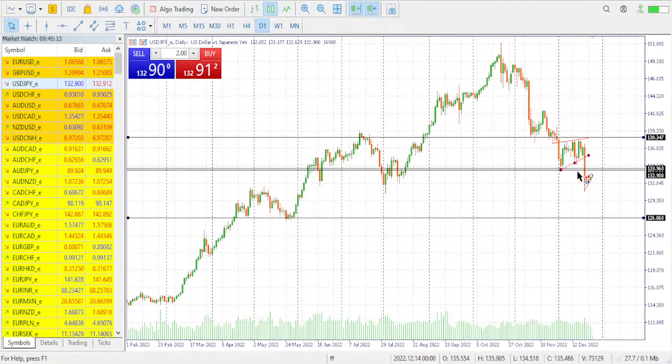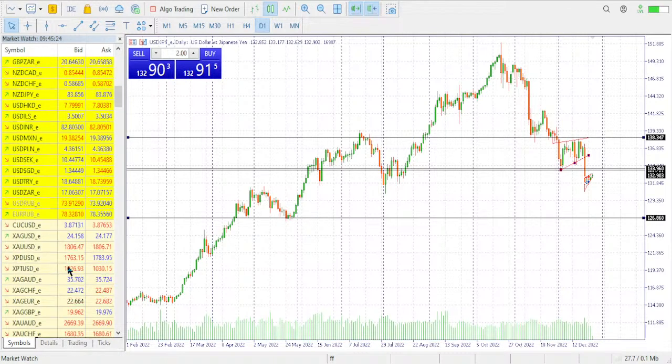So if the price pulls back and touches these two lines, we are going to look for a sell position. Our stop loss is going to be here. We expect that the sellers may break below this point and continue to push price to the lower side.